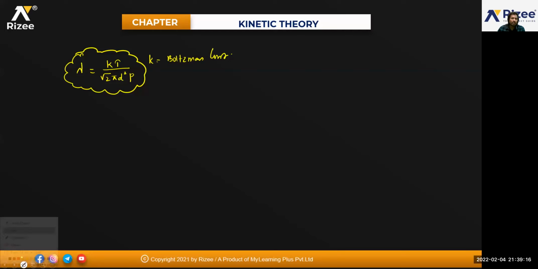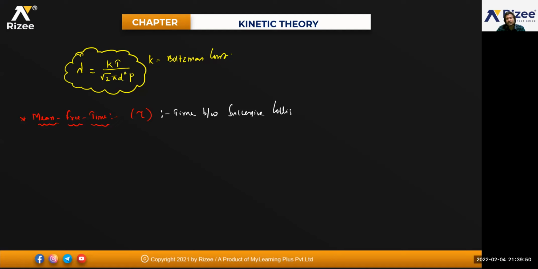Next part, one more very important term: mean free time. It is a purely NCERT point, represented by the letter tau. So what is tau? It is nothing but the time between successive collisions. So tau is equal to lambda divided by V average.